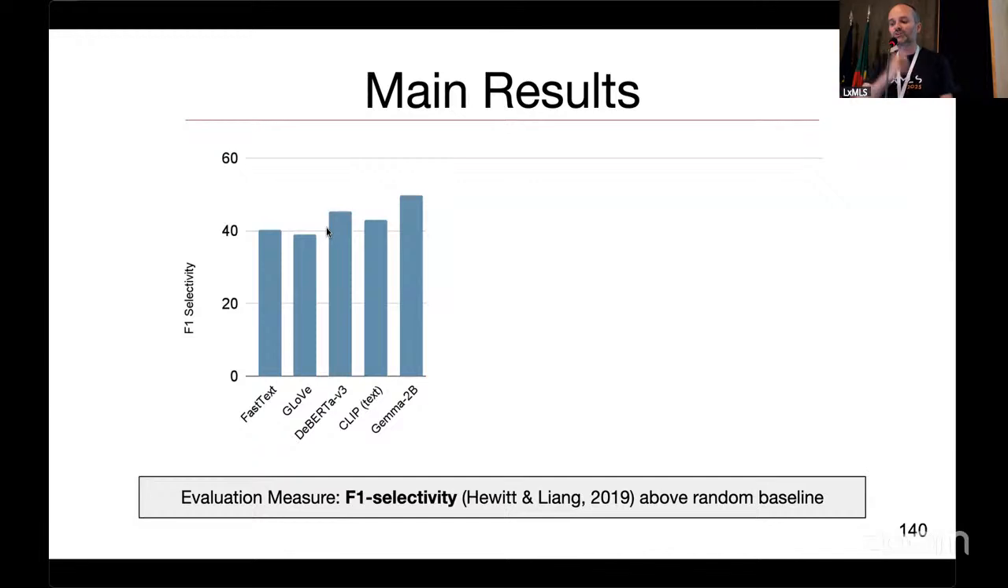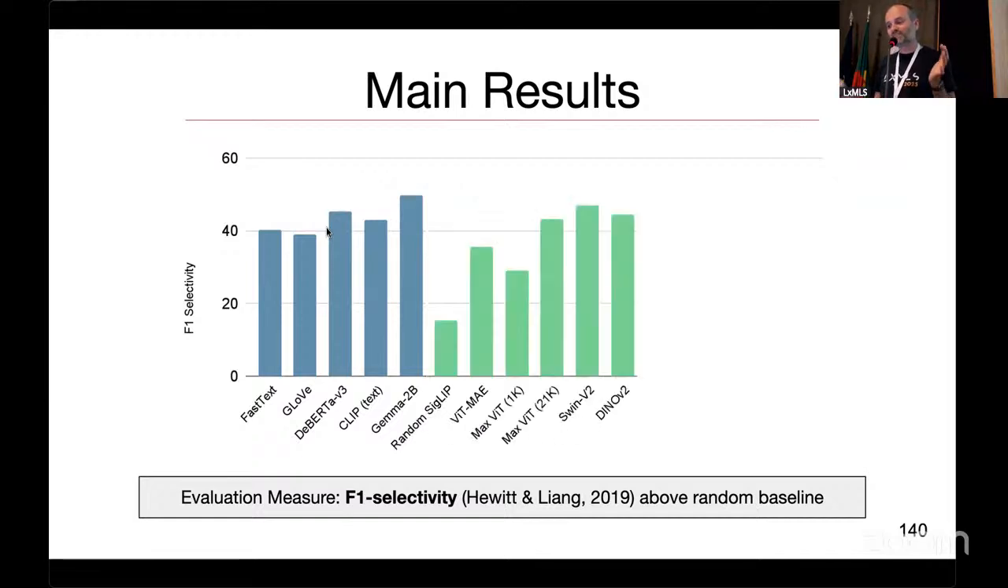If we look here at the language-only approaches, we also included some old-school models like fastText and GloVe, and approaches like Gemma 2B or DeBERTa perform much better. So there is something to be gained from contextualized representations of language for this. And if we look at vision-only approaches, the results really surprised us. Models like Swin v2 and DINOv2 perform quite close to the performance of Gemma 2B.